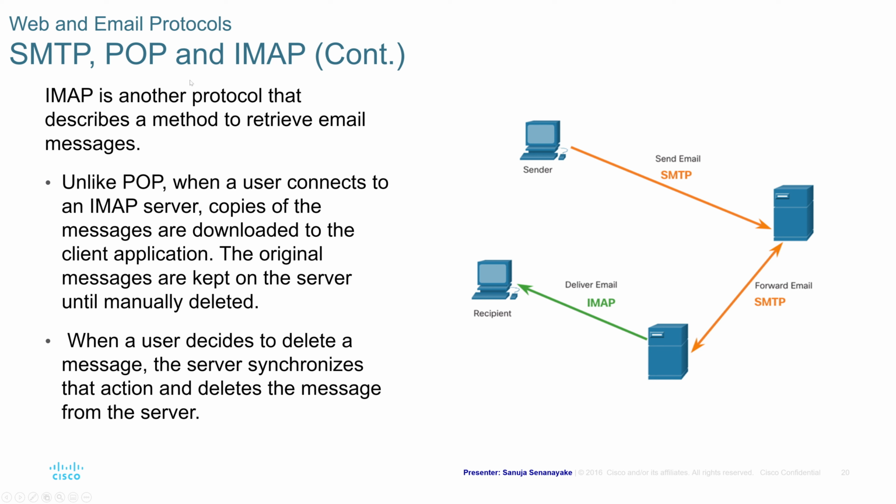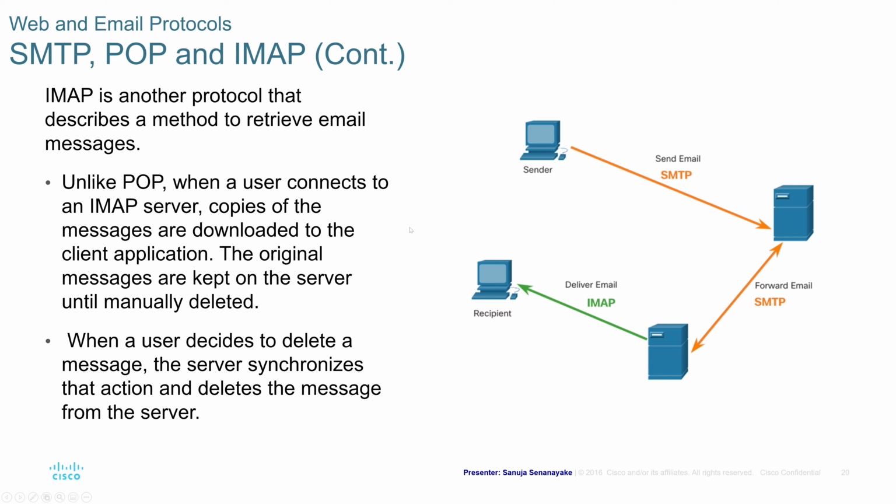So an advantage of having IMAP over POP is that when the recipient retrieves the data from the server, the server doesn't automatically delete that email. That email is kept on the IMAP server until the recipient decides to go ahead and manually delete it from the server.